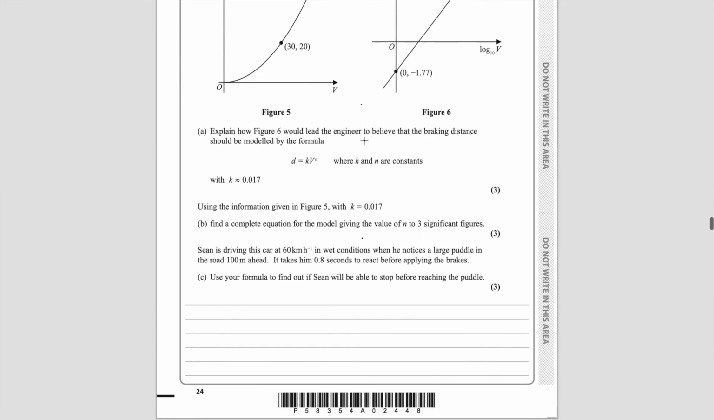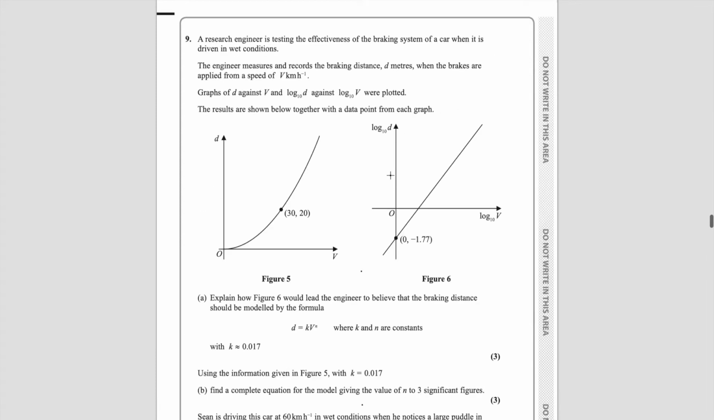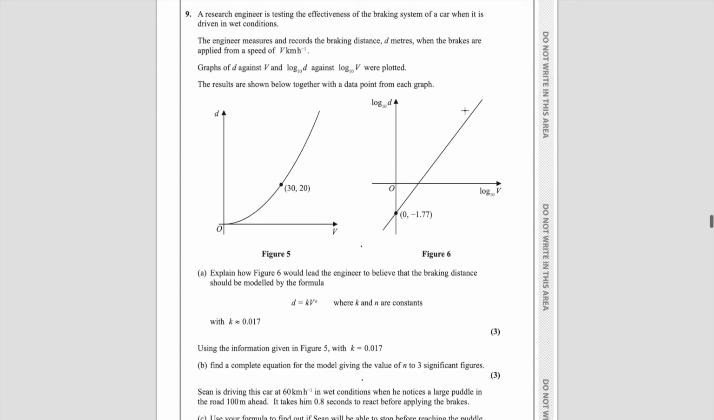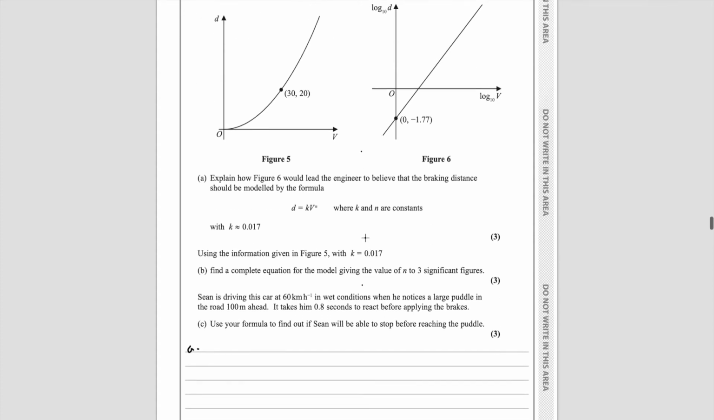Explain how figure 6 would lead the engineer to believe that the braking distance should be modelled by the formula d equals k multiplied by v to the n, where k is approximately 0.017. So, in essence, in part A, what we're asked to do is look at what we've been given here in figure 6 and try and relate this formula to this here. So what we can see is that where we've got y as log 10 d and x as log 10 v, between x and y there is a linear relationship. So if we were to apply logs to this formula, and manipulate it in such a way that we were able to demonstrate this linear relationship, we would be able to validate the engineer's belief.